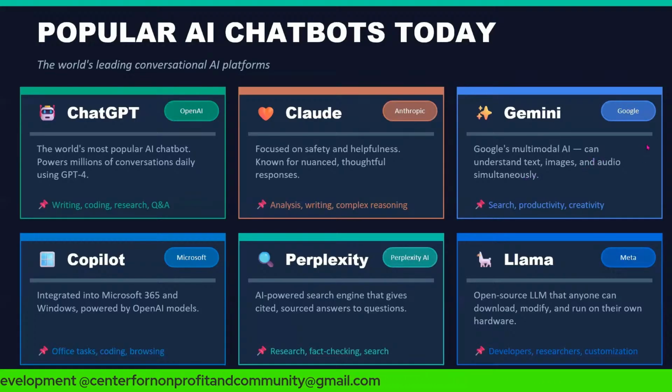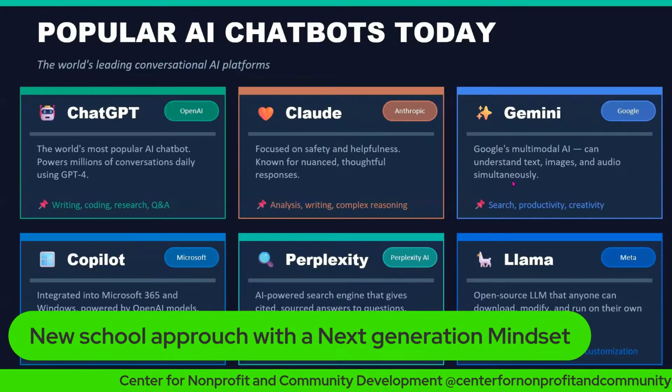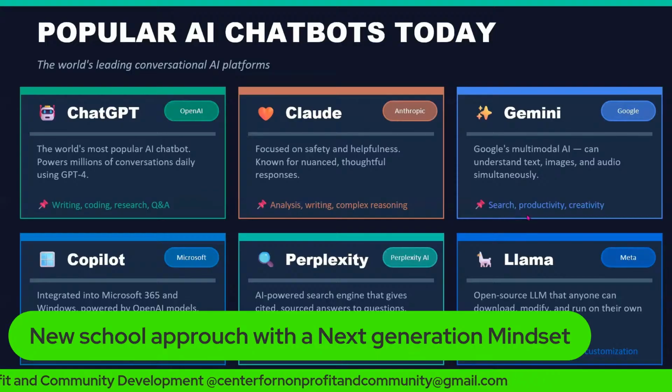Let's go to Gemini, or Google. This is a Google multimodal AI. It can understand text, images, and audio simultaneously. It's good for search, productivity, and creativity.